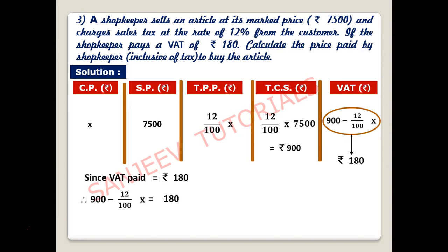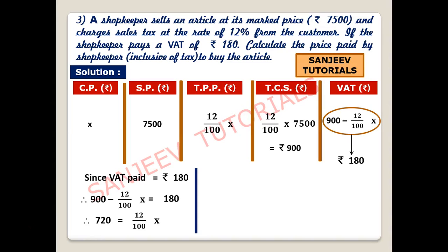Now it's a matter of just solving this equation. Keep x terms on one side, number on the other side. I will get this step. On simplification, I get x equal to rupees 6,000. So when I say x is 6,000, it means my first column cost price is rupees 6,000. And my third column, tax paid on purchase, is 12% of 6,000. That gives me rupees 720.